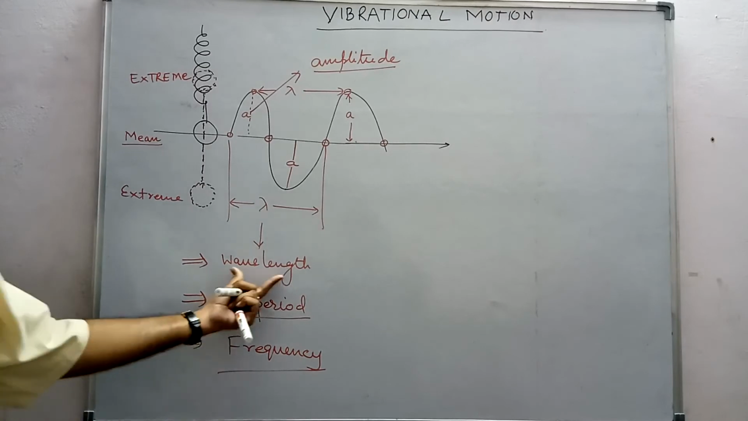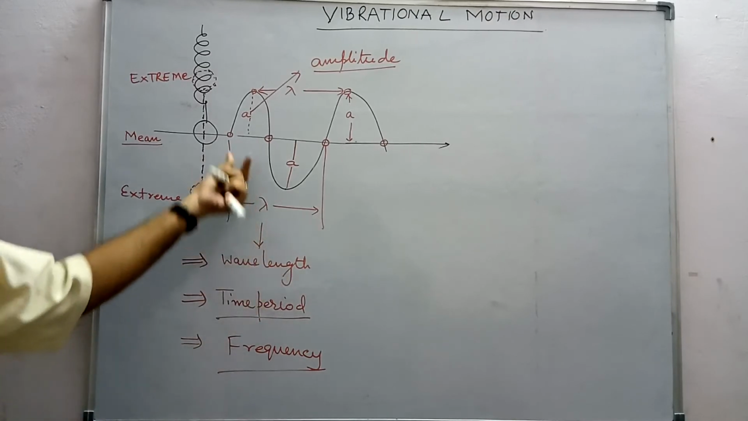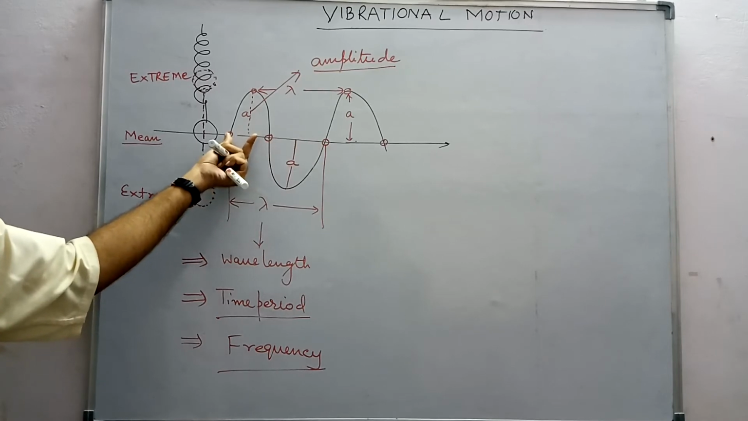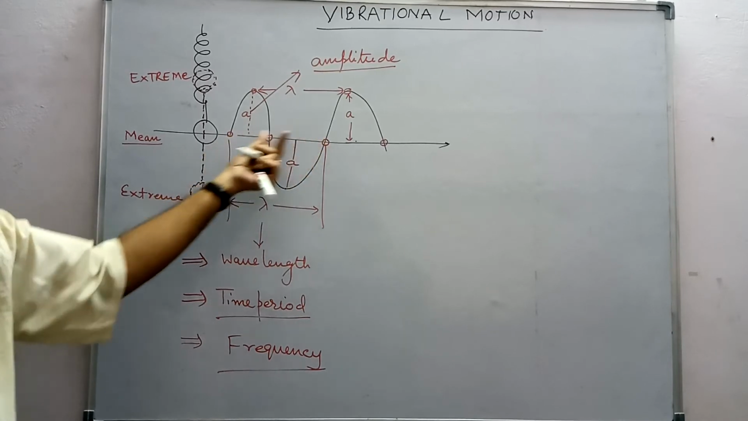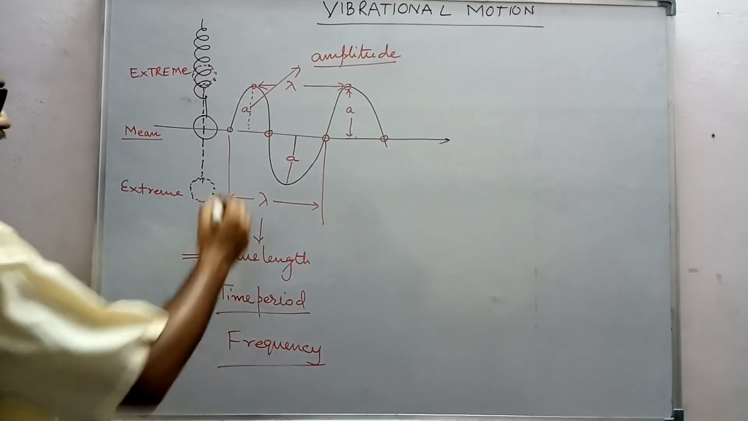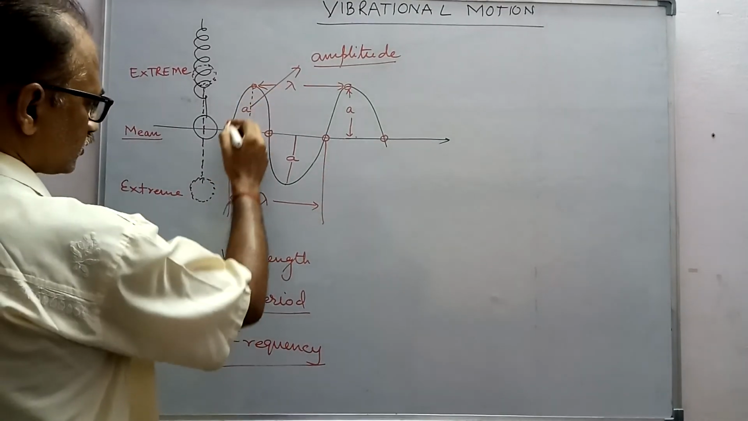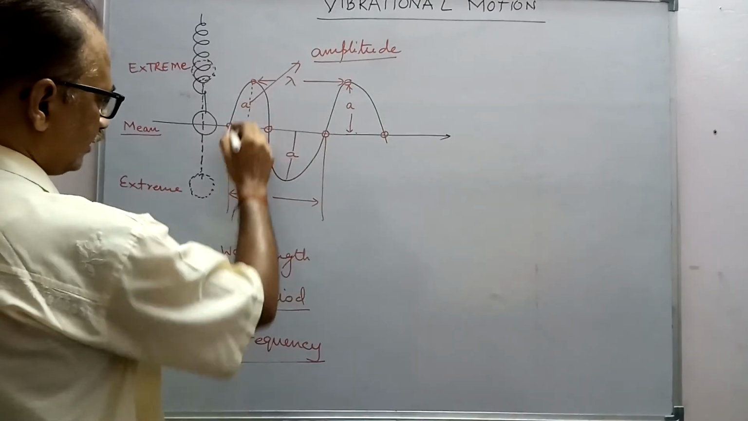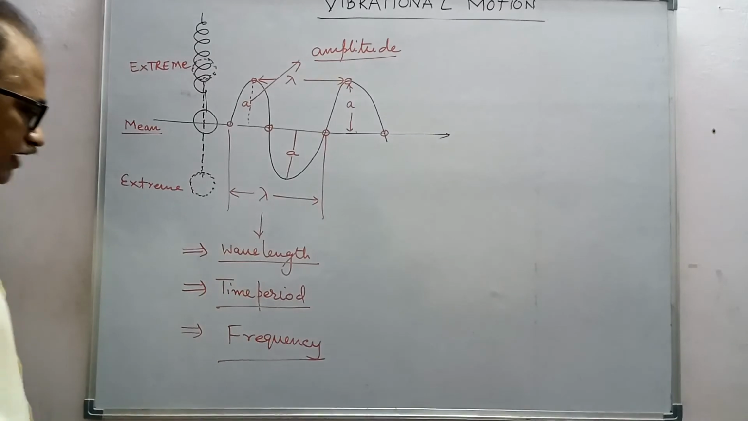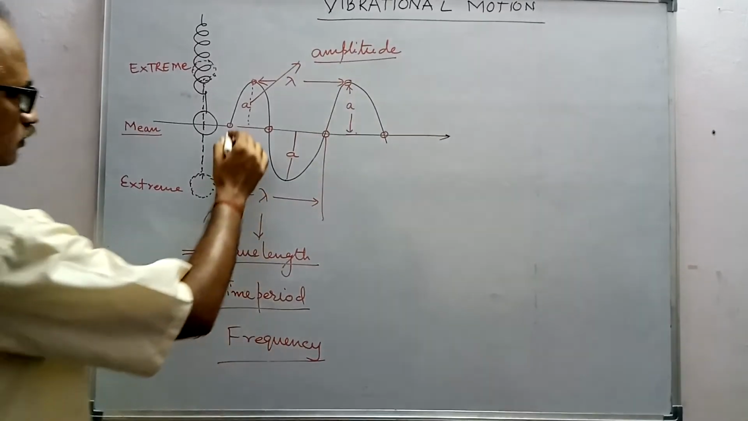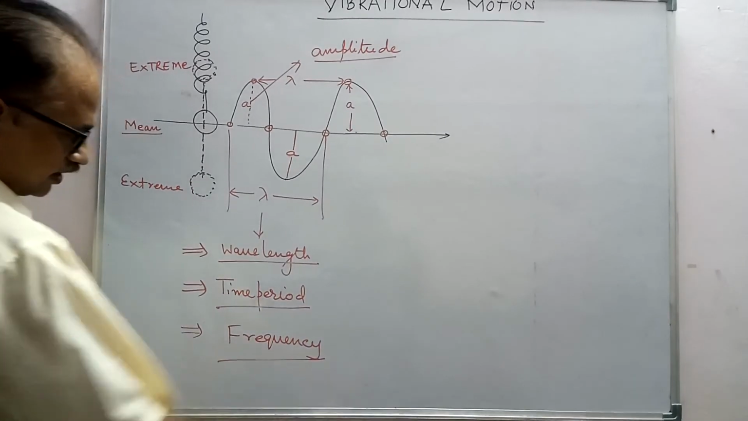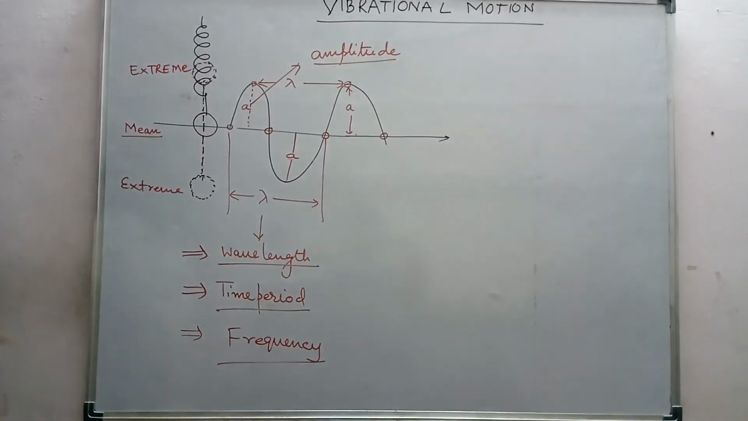So wavelength is the distance between two consecutive mean positions, that is the distance traveled by a wave in one complete oscillation. Time period is the time taken to complete one oscillation. Frequency, the number of oscillations made in 1 second, is called frequency.